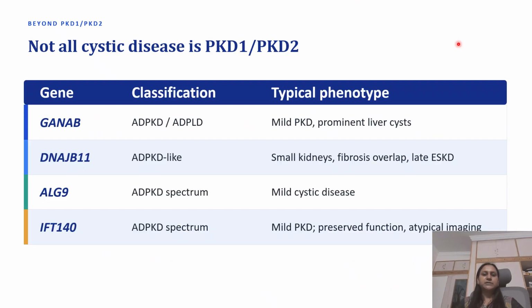Beyond the two main genes is a growing spectrum we should recognize, because the patients often look atypical. Glucosidase 2 alpha subunit, that is GANAB, overlaps ADPKD and polycystic liver disease with mild kidney involvement. DNAJB11 gives smaller kidneys and a fibrosis overlap with late kidney failure. ALG9 and IFT140 cause comparatively mild cystic disease. IFT140 in particular can preserve function with atypical imaging.